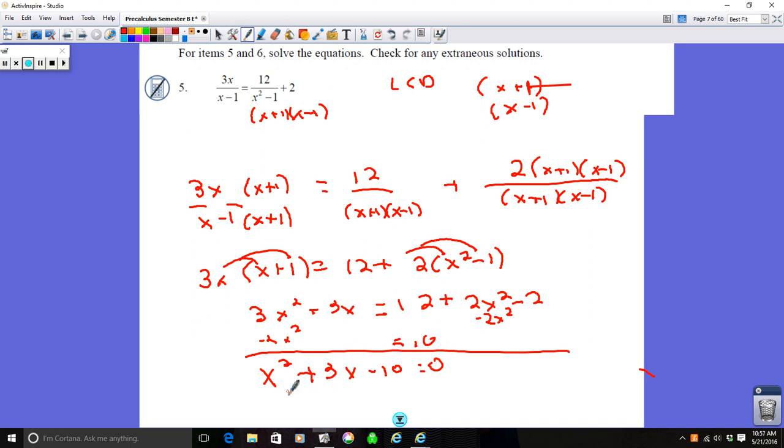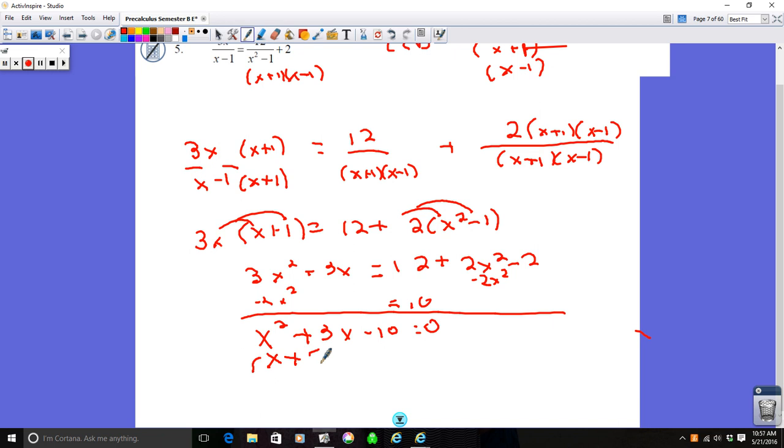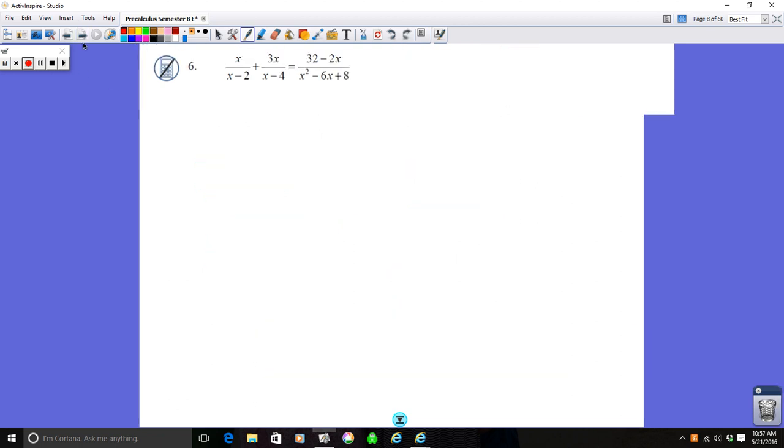When we factor this and solve, we have an x plus 5 and an x minus 2. We're looking at the factors of negative 10 that add up to positive 3. So x is going to be equal to negative 5, and x is going to be equal to 2. And what you need to do at this point when you think you're done is check to see if either the 2 or the negative 5 is going to make this denominator 0. The only things that are going to make these denominators 0 are 1 and negative 1. So these solutions, there are 2 of them, and they both work. So x equals negative 5 and positive 2 are the 2 solutions.